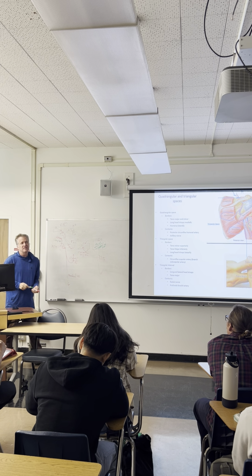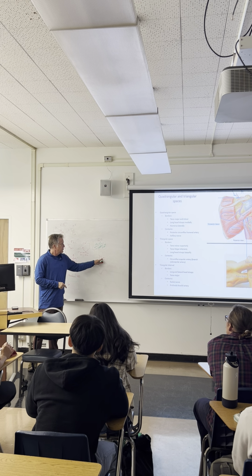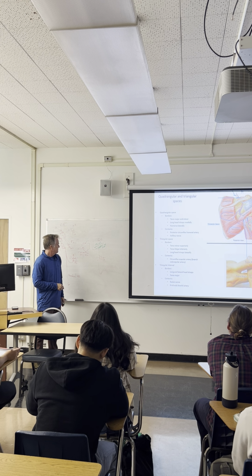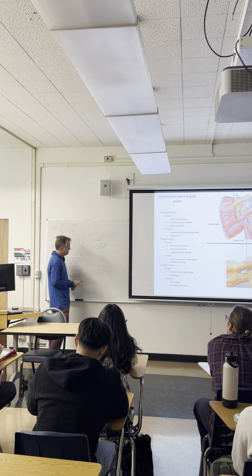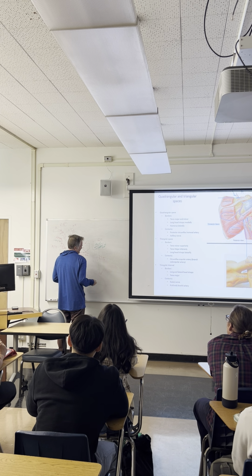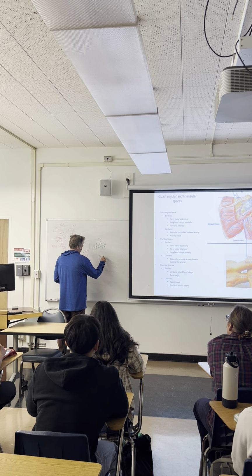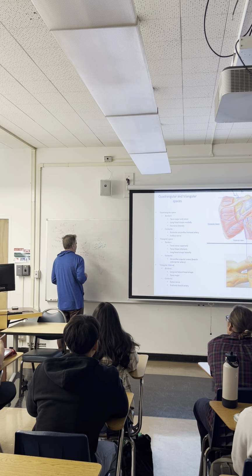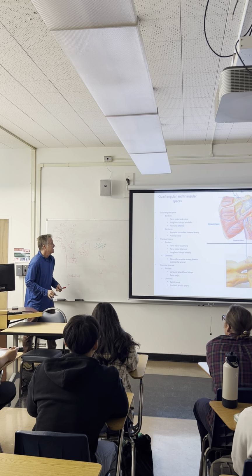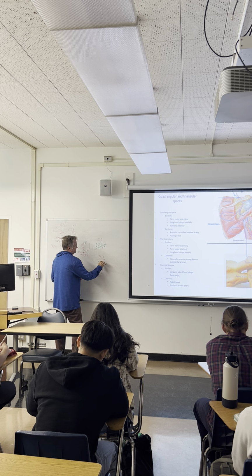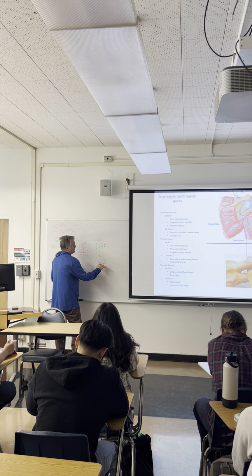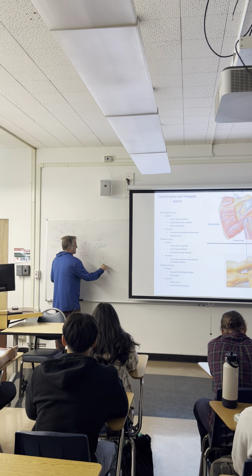And what did we find in the lower triangular space? Okay, or interval. The radial nerve traveling with the profunda brachii artery.